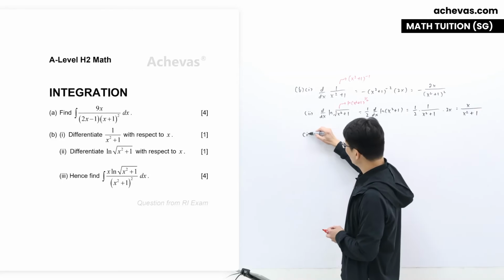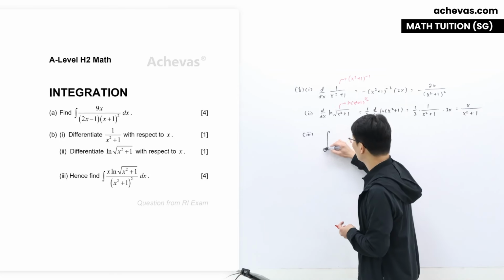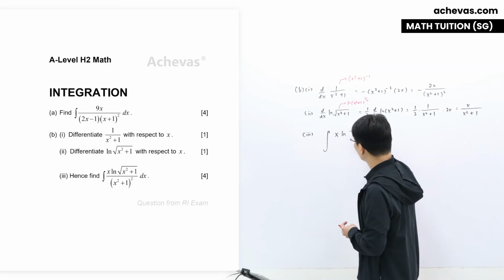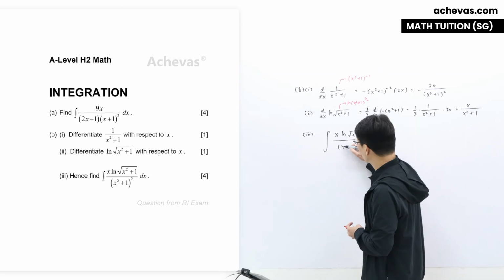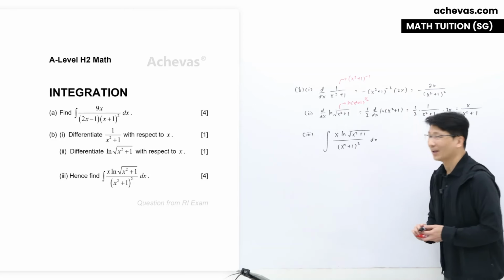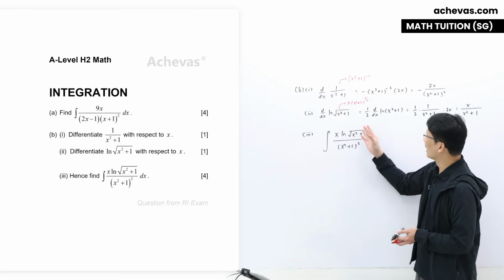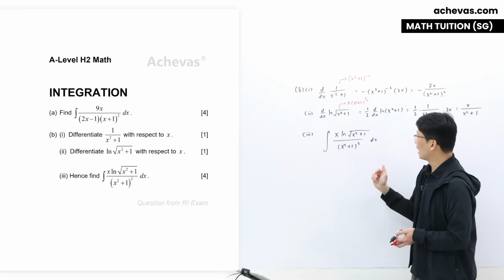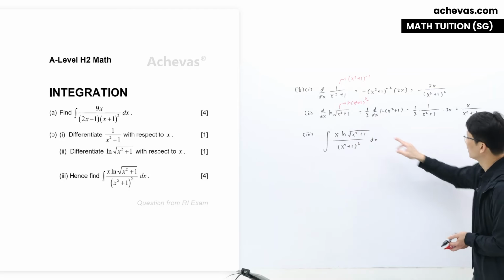And for part 3 of this question, it says, hence, find the integration for x ln square root of x squared plus 1 over x squared plus 1 whole thing squared. By a bit of observation, I can see that some parts of this term actually appear in the previous two parts. For example, there's a ln square root of x squared plus 1 here, which appears here.